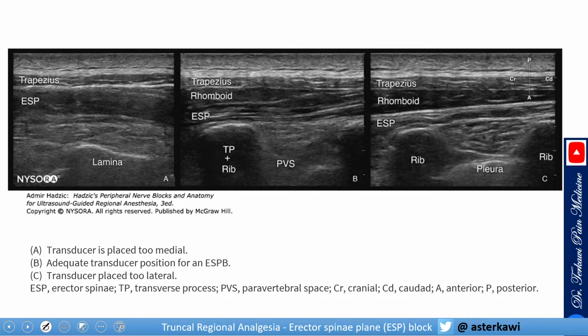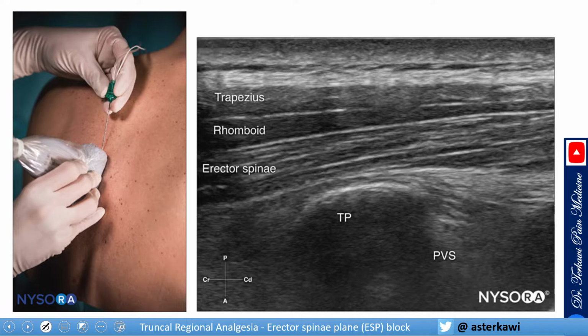So very simple. If you start scanning from lateral, if you see the rib, that means you are too lateral. If you see the lamina, that means you are too medial. So you have to see the TP and the rib underneath there. And again, this is your target here. Again, see the orientation coming from cephalic to caudal, touching the TP, and withdraw a little bit to see the separation of this layer and the breathing sign.